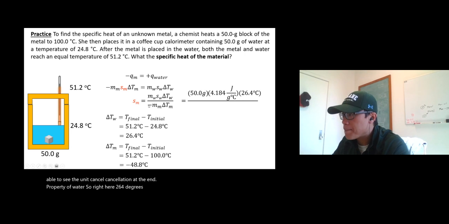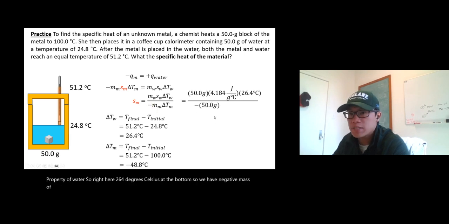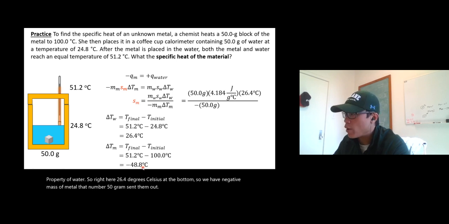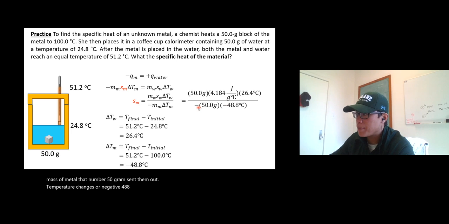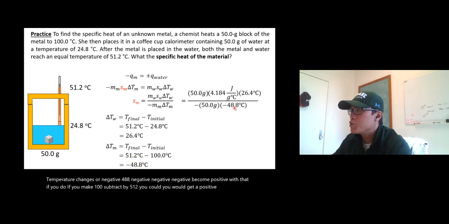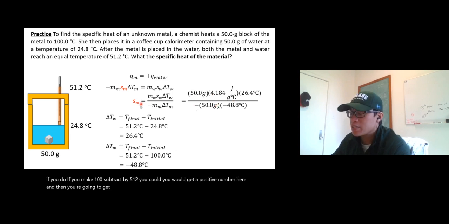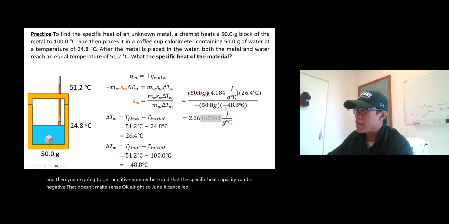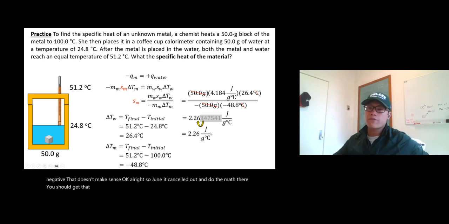At the bottom, we have negative mass of metal, 50 grams, same amount. Temperature change, so negative 48.8. Negative and negative become positive. If you make it 100 subtracted by 51.2, you would get a positive number here, and then you would get a negative number for the other, and the specific heat capacity can't be negative. That doesn't make sense. Units cancel out, and do the math there. You should get that number, 366.